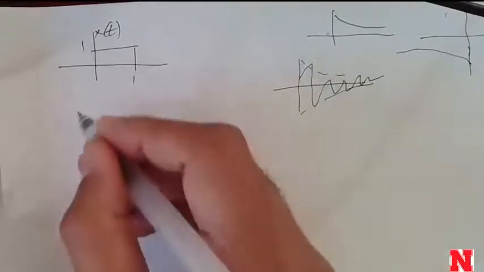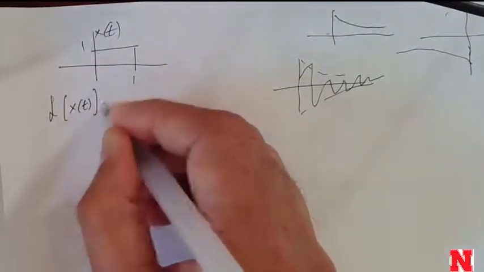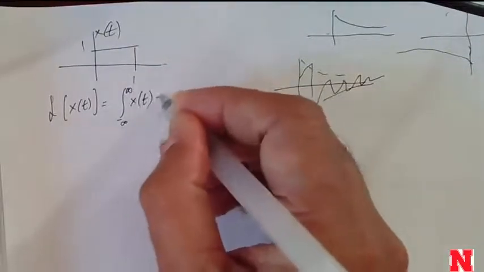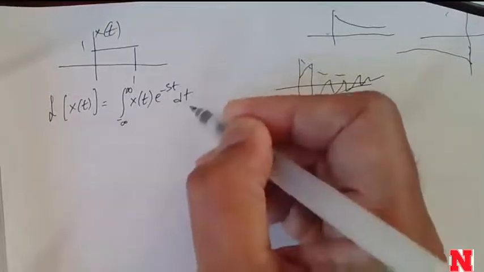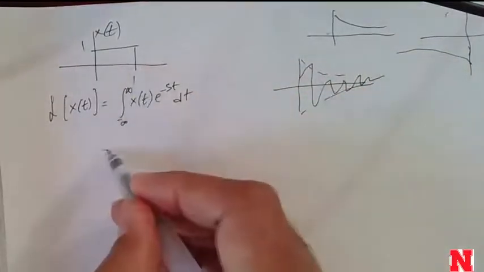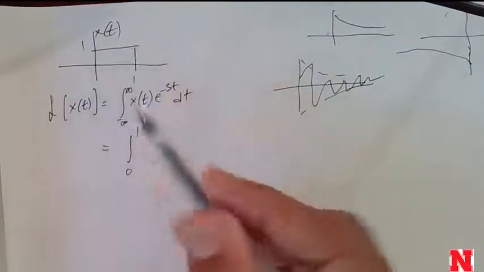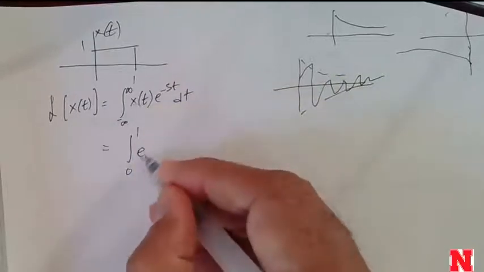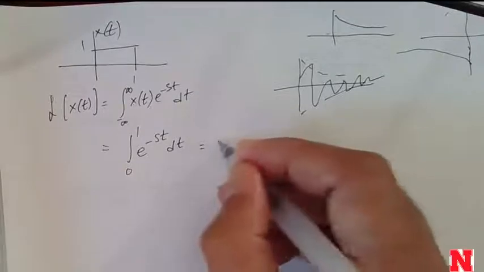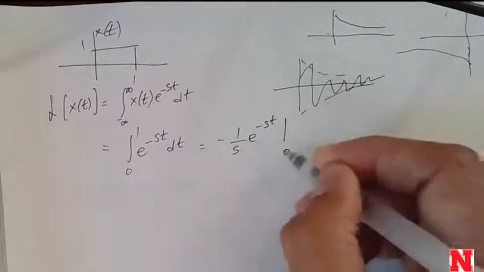And so taking the Laplace transform is really simple. The Laplace transform is, remember, the integral from minus infinity to infinity of x of t, e to the minus st dt. This thing has only values between 0 and 1, so this becomes an integral between 0 and 1. In that range, x of t is just 1, and we'll get left with e to the minus st dt. So that's minus 1 over s, e to the minus st, evaluated between 0 and 1.